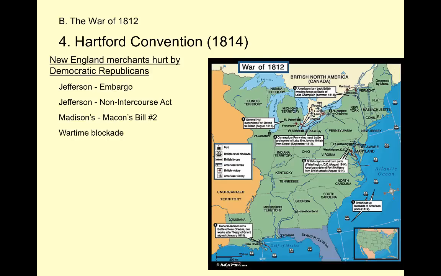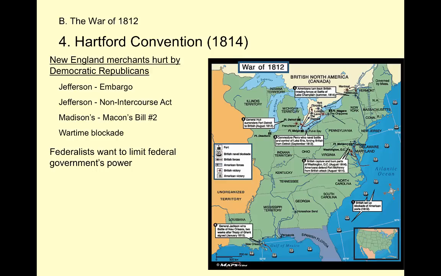for destroying their economy. And so a group of Federalists decide to get together in Hartford and figure out what to do about this. How can we make life more livable and tolerable for all of these Federalists? And the main thing they talk about is what are ways that we can limit the federal government's power, i.e. the Democratic Republicans' power, so they can't continue to make our life miserable.